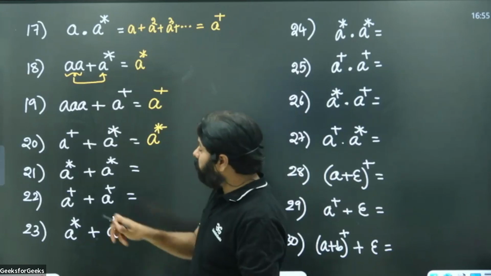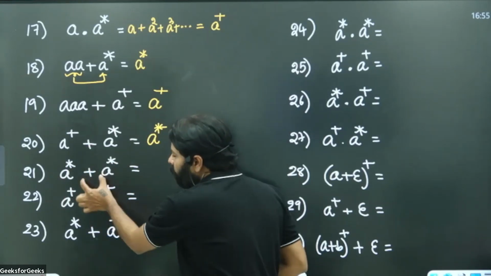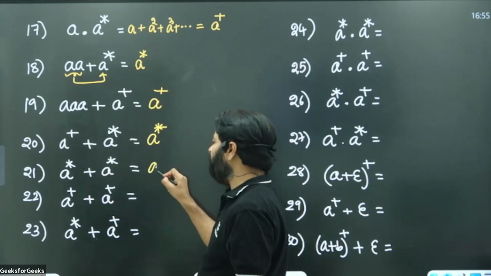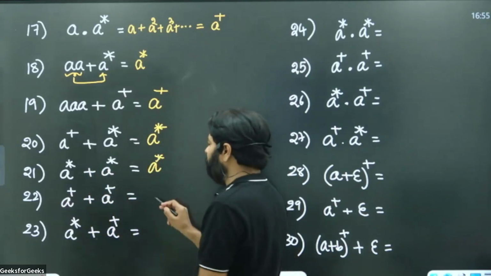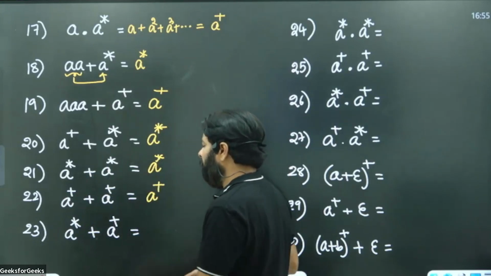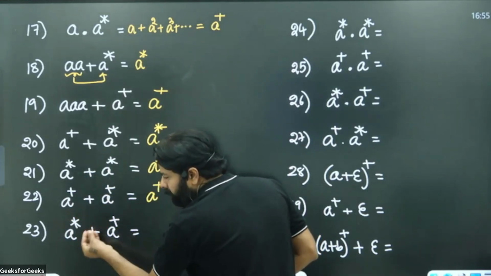Correct? And dot, when you have it, you should be careful. But union is so easy. A star union A star, R plus R, is similar to that. Correct? A plus union A plus, you will get the same. A star union A plus: this entire A plus set of strings is here, and additionally epsilon is here.